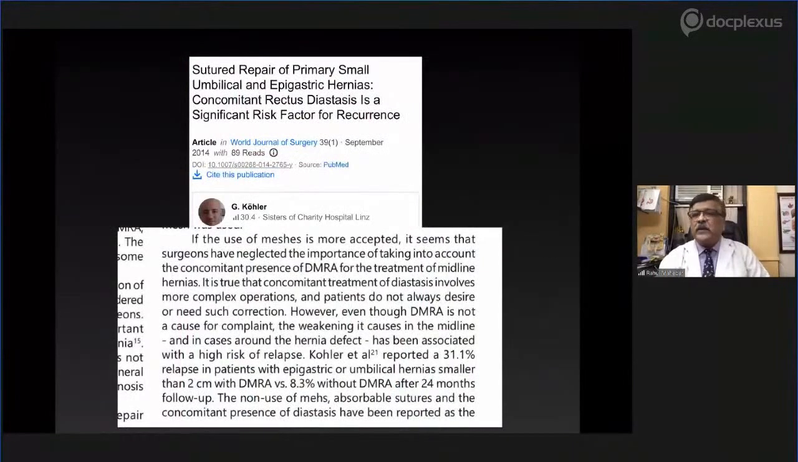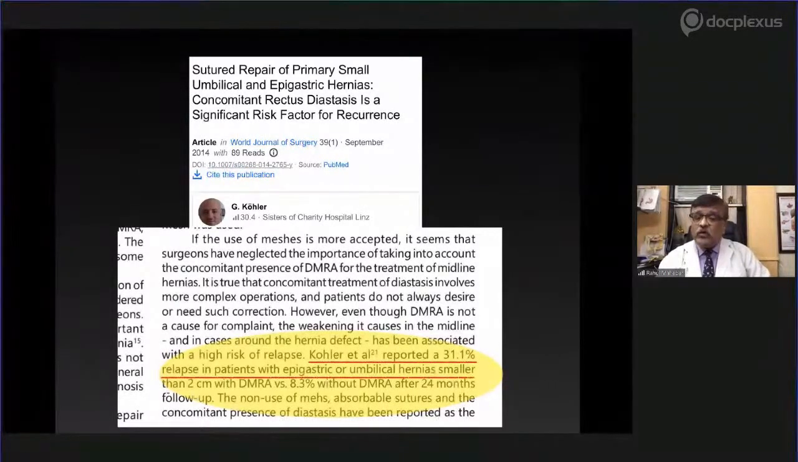Now, for suture repair of primary small umbilical and epigastric hernias, concomitant rectus diastasis is a significant risk factor for recurrence, as told in the study by Köhler. He has reported almost 31.1% relapse in patients with epigastric and umbilical hernias smaller than 2 centimeters with diastasis of recti. So this is most important.